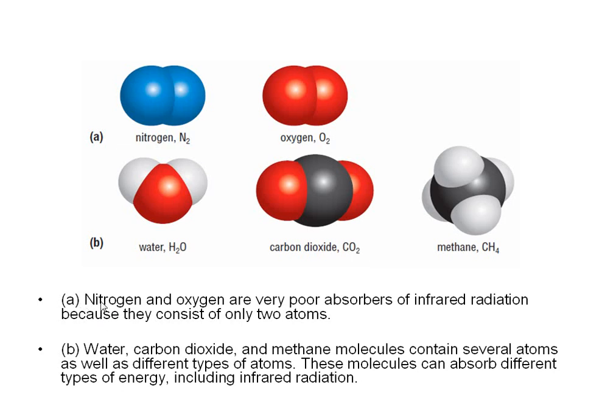Okay. Nitrogen and oxygen are very poor absorbers of infrared radiation because they consist of only two atoms. So actually these two gases are not greenhouse gases. The others are the greenhouse gases. Water, okay, this is water, right? Carbon dioxide, this is carbon dioxide, and methane, okay, this is methane, right?